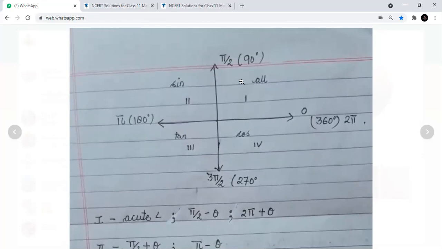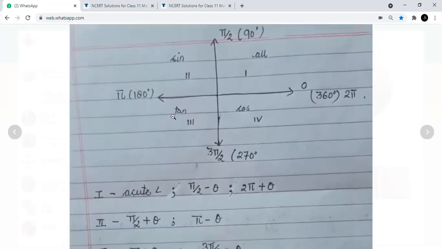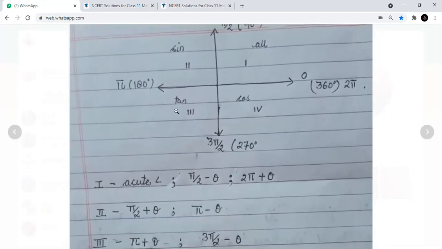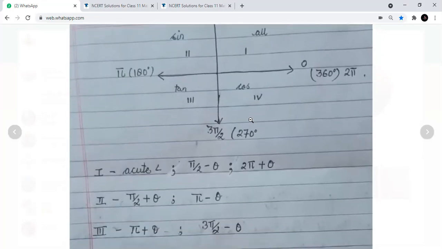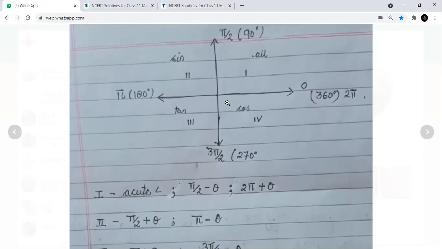All means all ratios are positive in first quadrant. In second quadrant, sine is positive. I've written only the ones which are positive. एक पॉजिटिव होता जाएगा बाकी क्वाड्रेंट्स में, बाकी सब नॉट ऑटोमेटिकली नेगेटिव होती हैं. सो सेकंड में साइन पॉजिटिव है, थर्ड में टैन, एंड लास्ट में कॉस. सो दैट्स जस्ट अ स्मॉल diagrammatic representation to memorize that thing, I should say.